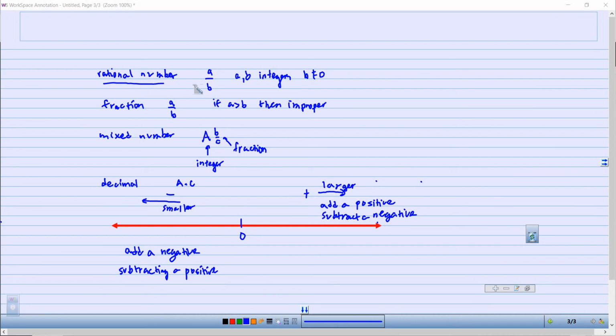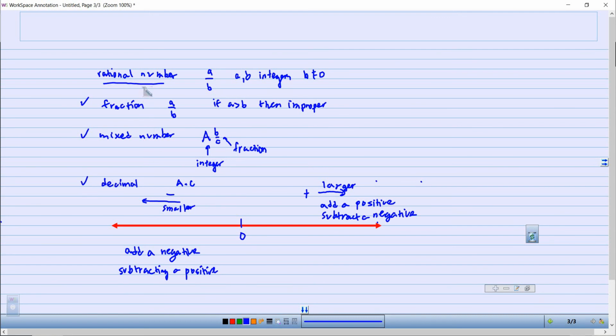So again, a rational number is any number that can be written as a fraction, a over b, where a and b are integers and b is not equal to 0. We can represent rational numbers as a fraction, including improper fractions, where the top number is bigger than the bottom number. We can represent a rational number as a mixed number, where you have an integer, a whole number, or the opposite of a whole number, a negative whole number, out front with a fraction after it. Or you can have a decimal value.